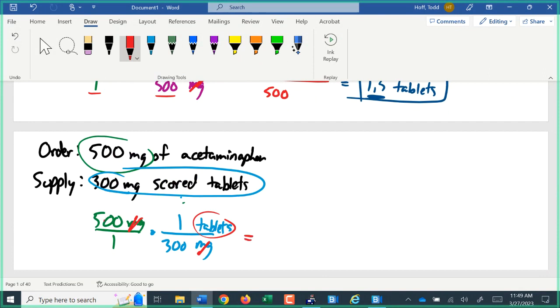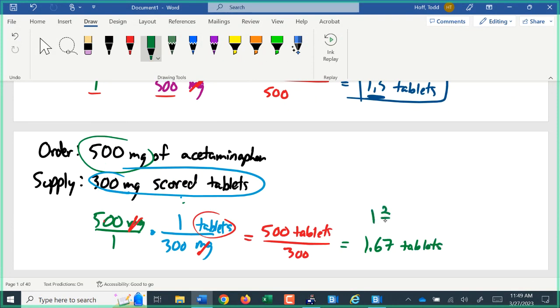So we'll multiply. On top, 500 times 1 tablet is 500 tablets. On bottom, 1 times 300 is 300. And we divide this out. 500 tablets divided by 300 is 1.67 tablets. Or if you want to leave it as a fraction, that's 1 2/3 tablets.